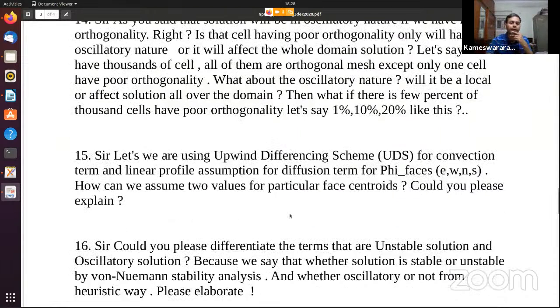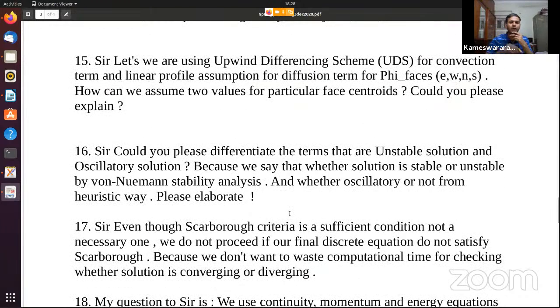Then the next question is, let's say we are using the upwind difference scheme for the convection term and linear profile assumption for the diffusion term for phi at the faces. How can we assume two values for one particular face centroid? Well, we are not using two different approximations for one face centroid. What we are trying to do is we have two different terms.